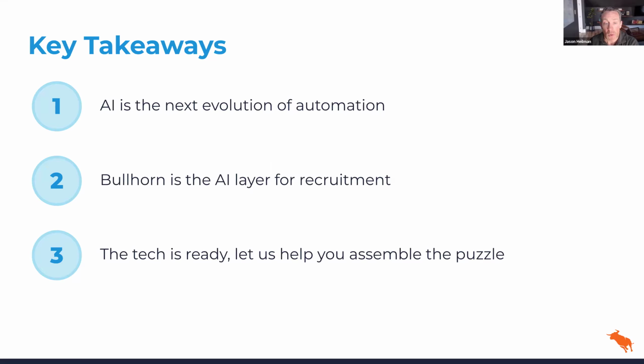We're going to deliver this. Bullhorn is the AI layer for recruitment. We are focused on tackling your hardest problems and having AI help you get through those. And we're here with the technology and ready to help assemble all of that.